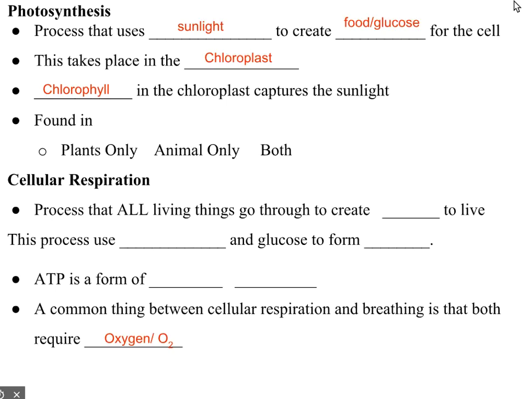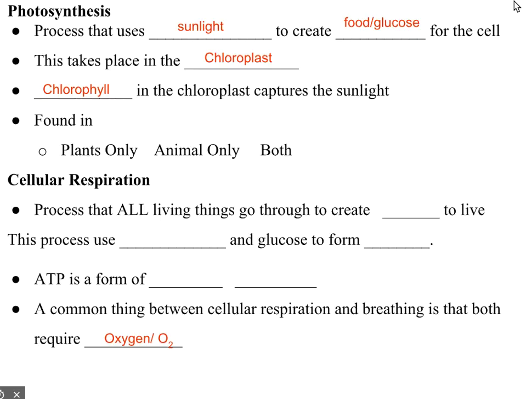So I don't believe that part's on your notes. If it is, just make sure that you circle that it's in plants only. Cellular respiration is our other process. So once we have photosynthesis completed, we have taken sunlight, water, carbon dioxide, and put it into the chloroplast, and we get out glucose and oxygen.